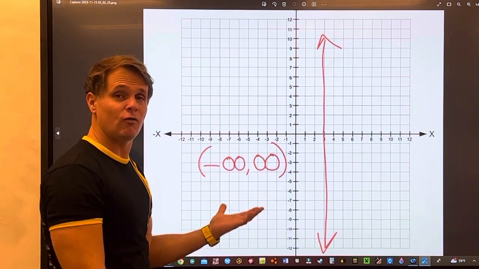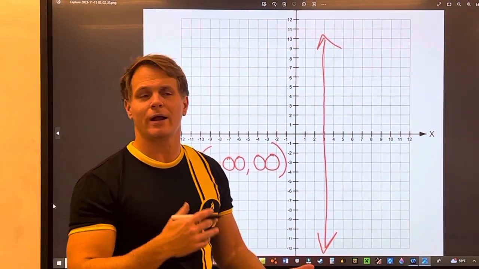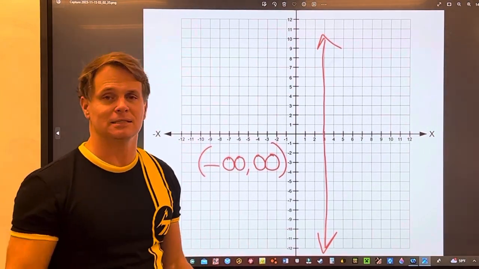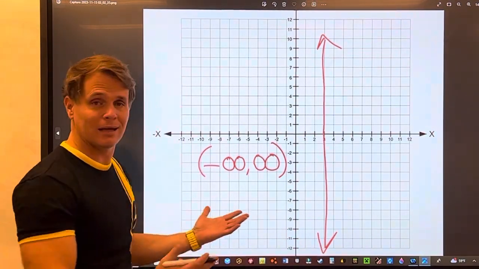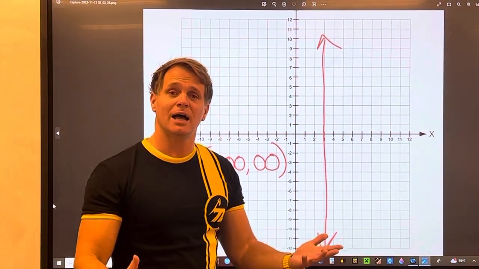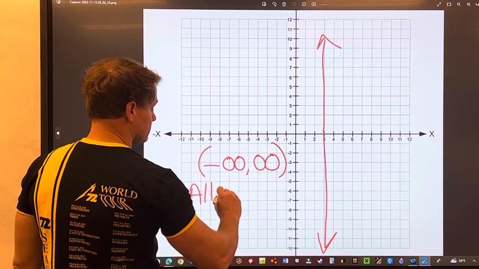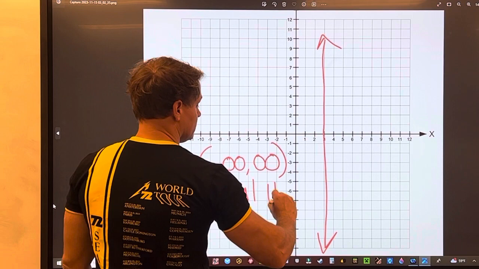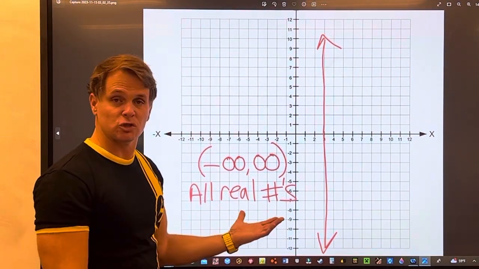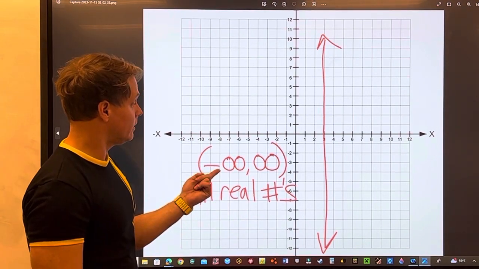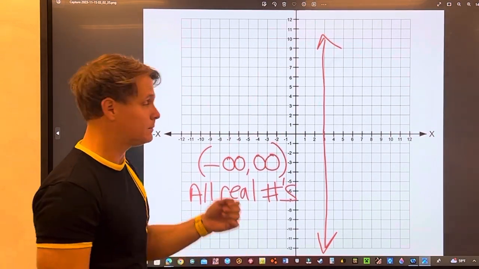That's my interval notation. Now my set notation, I can't write y is greater than infinity, y is less than infinity, y is greater than or equal to any number. You can't write anything like that. So what you do instead is you write all real numbers. And what all real numbers means is that you can pick anything on the y-axis, and that's a solution. So again, interval notation, set notation for a vertical line.